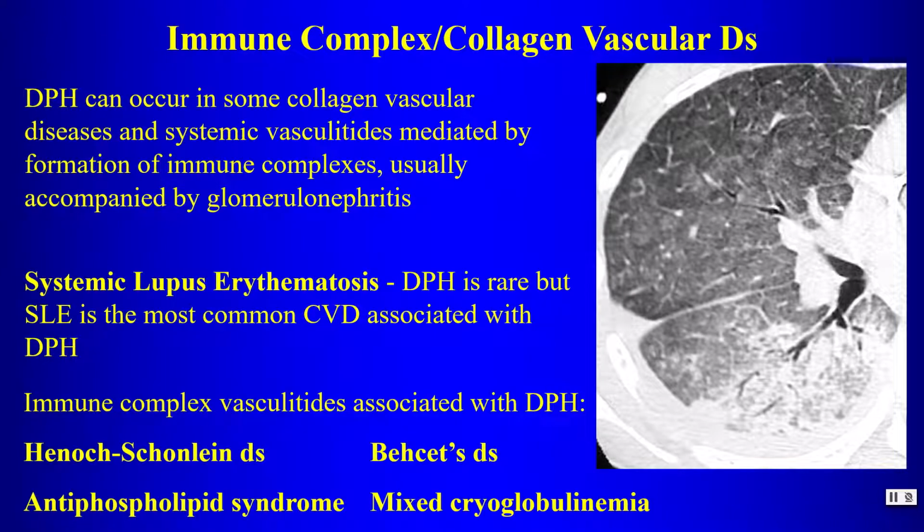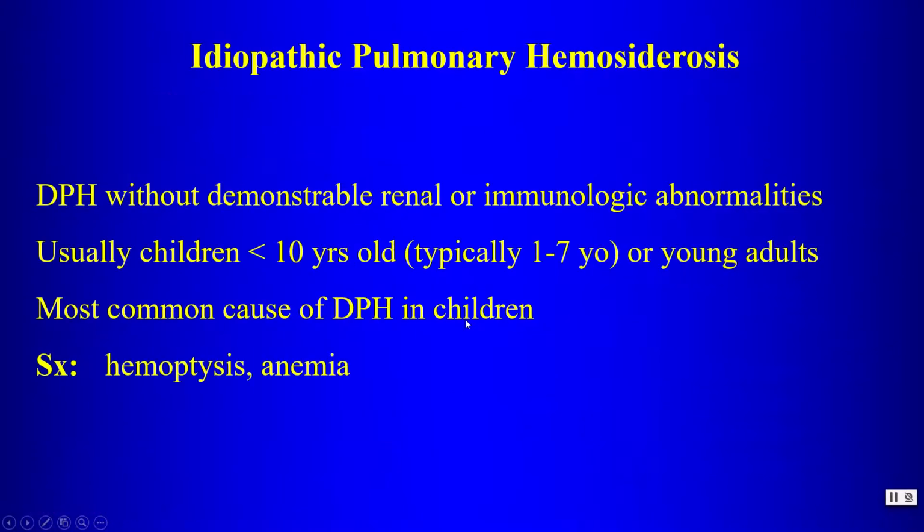Now, there are immune complex collagen vascular diseases that can also result in diffuse pulmonary hemorrhage. Again, we can see ground glass opacities. Of these, the most common would be SLE, although pulmonary hemorrhage is rare in SLE, but it's the most common of the collagen vascular diseases associated with diffuse pulmonary hemorrhage. And we can also have immune complex vasculitides associated with diffuse pulmonary hemorrhage, and I've listed some of the diseases here that can do that.